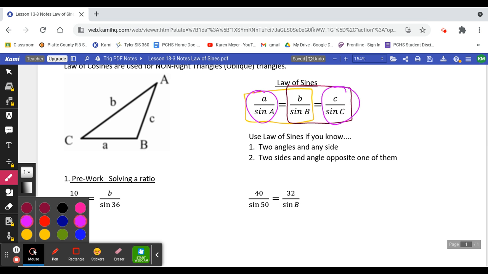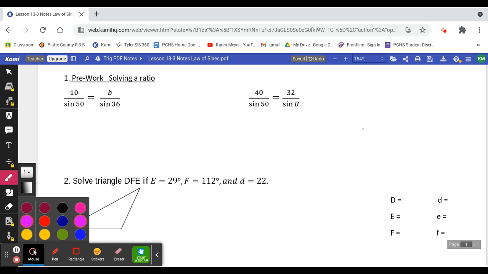Okay, so before we get into problems like you're going to see on your homework, let's say we've already got some that are set up here. We want to practice just how do I solve them once they're set up. And then we'll get to examples where we have to go through and set them up and solve them. So under number 1 here, the pre-work, on the first one, we have 10 over the sine of 50 equals b over the sine of 36.